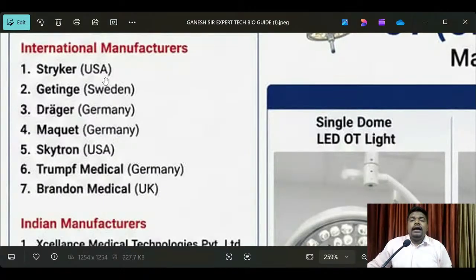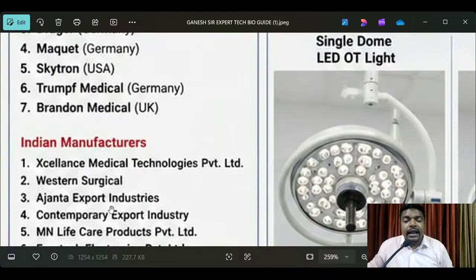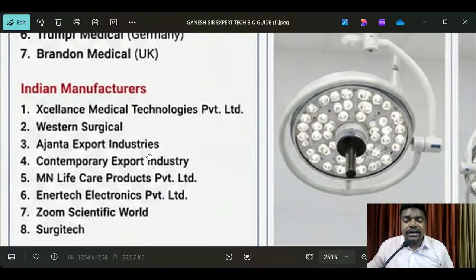An international manufacturer, see here. OT light: number one, Stryker USA, and Getinge Sweden, and Drager Germany, Maquet Germany, and Skytron USA, and Trumpf Medical Germany, and Brandon Medical UK. These are the international brands for manufacturing OT lights. And Indian manufacturers, here I'm going to read out now.